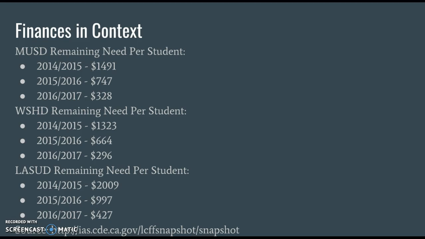And here is my attempt to keep on putting these numbers in context for you. You'll see that the William S. Hart District is a little better in each category, 14-13, 7-6, 3-2, and then the LAUSD is way worse. So they were running a $2,000, they were in the red a couple years ago, and that's gotten better to 427 at this point.